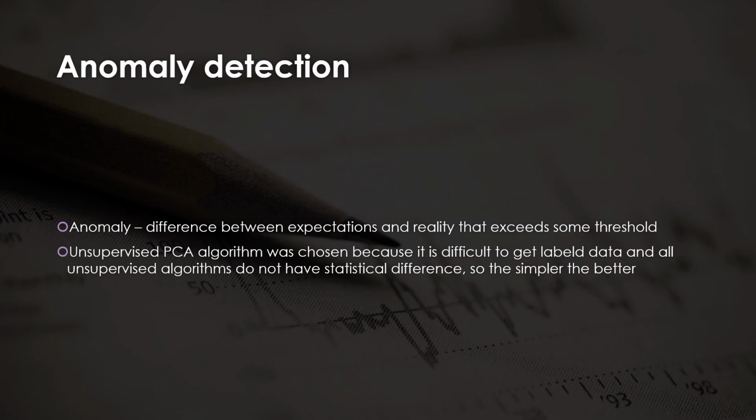Let's now talk about anomaly detection. It is actually a common task in software development, especially when it comes to analyzing many variables at the same time, for example, metrics of several services. An anomaly is defined as a difference between expected value and reality that exceeds a certain threshold, right? The unsupervised PCA algorithm was chosen because it is difficult to get labeled data, and all unsupervised algorithms do not have a statistical difference, so the simpler the better.